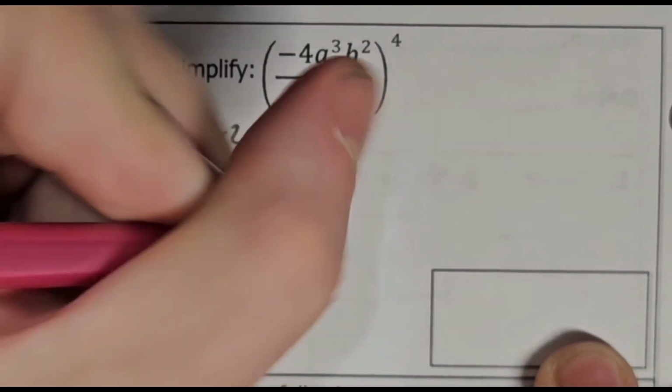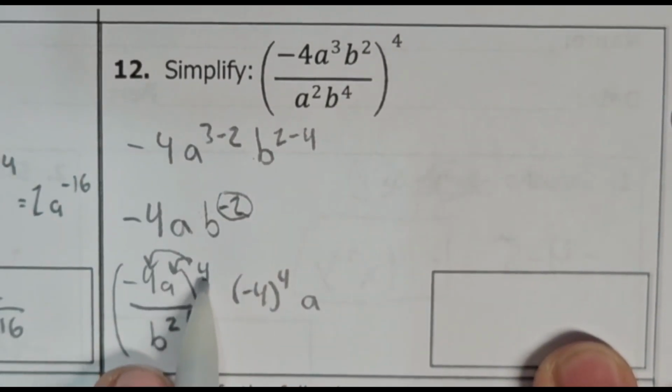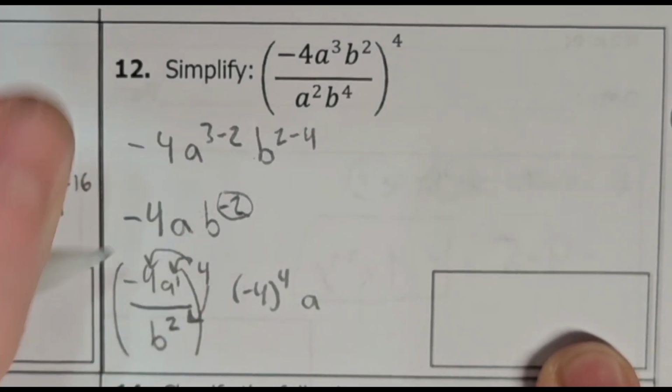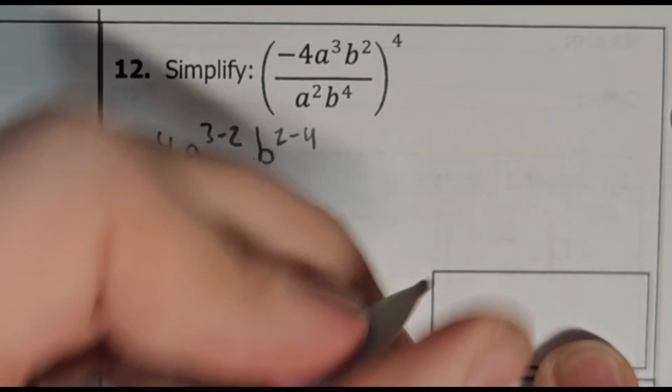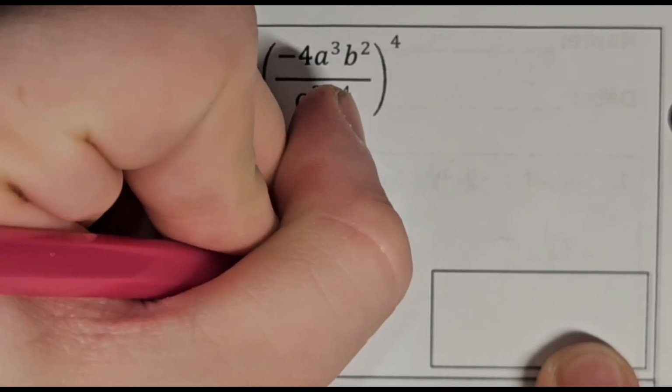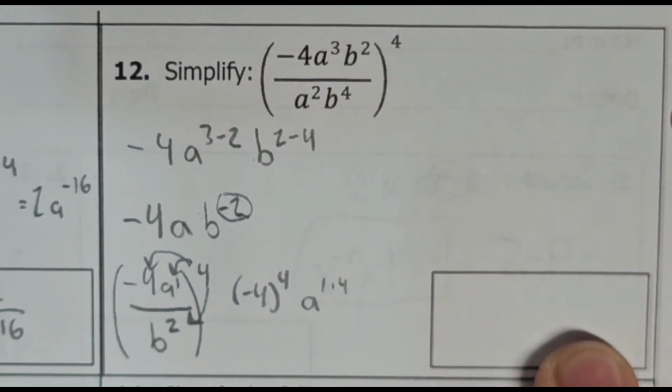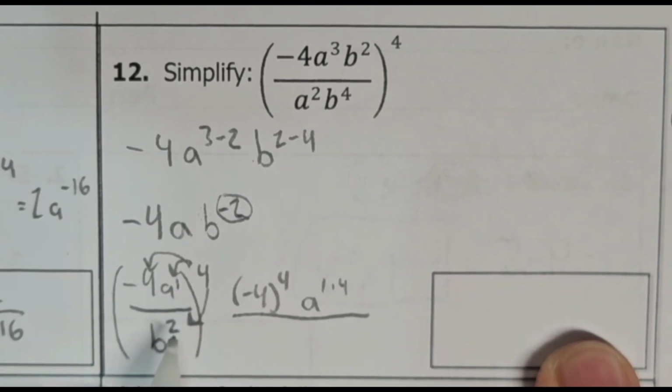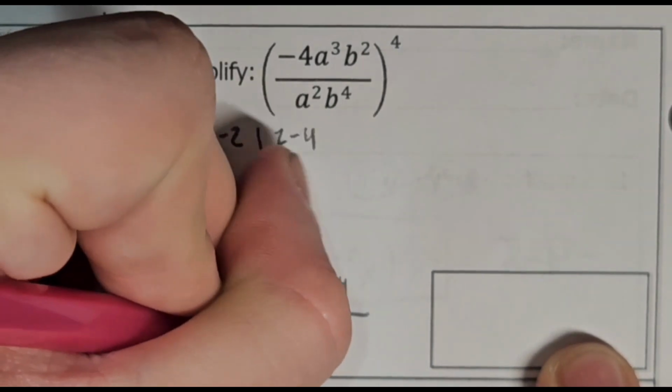Then a to the power of, when we bring in this exponent, we multiply it times the exponents of the variables. So this is a to the power of 1. We're going to multiply that times 4. A to the power of 1 times 4. And then on the bottom, we need to multiply this 4 times the exponent 2, b to the power of 2 times 4.